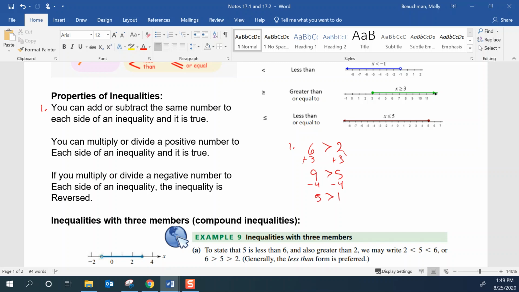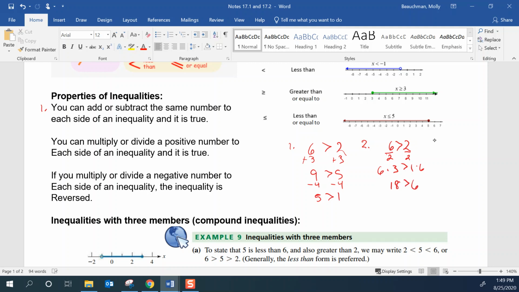The second property says if we start with a true inequality, 6 is greater than 2, you can multiply or divide each side by a positive number and it's still true. If I divide both sides by 2, I get 3 is greater than 1, that's still true. Let's say I multiply both sides by 6. 6 times 3 is 18, and that's still greater than 6.